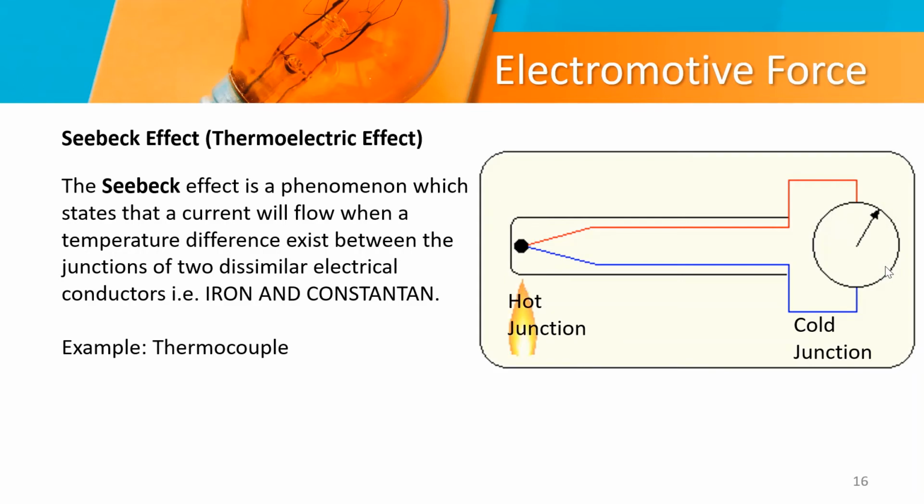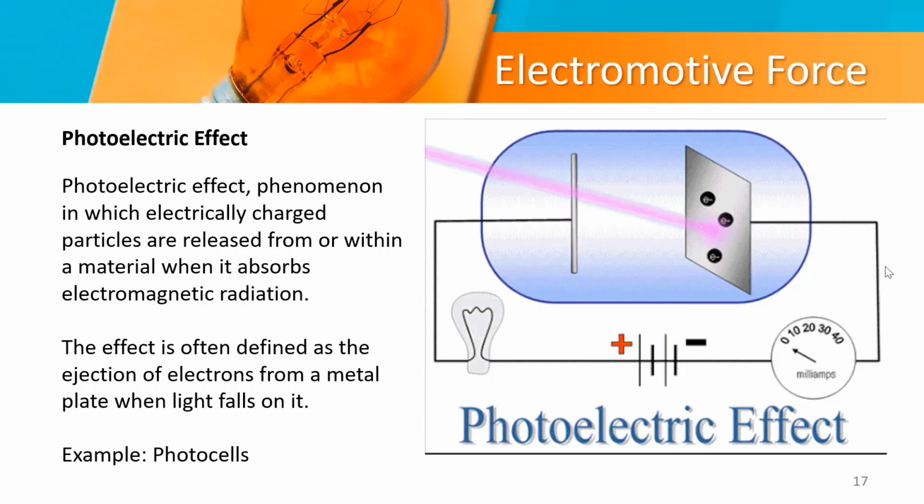The practical example of the Seebeck effect is a thermocouple, which is very popular in instrumentation because a thermocouple is one of the types of temperature sensor. Next is the photoelectric effect. The photoelectric effect is a phenomenon in which electrically charged particles are released from or within a material when it absorbs electromagnetic radiation. The effect is often defined as the ejection of electrons from a metal plate when light falls on it. And the practical example of this effect is a photocell.